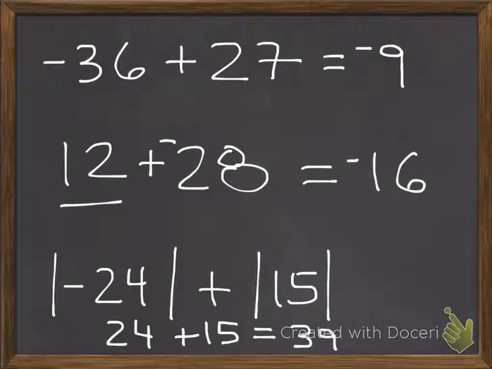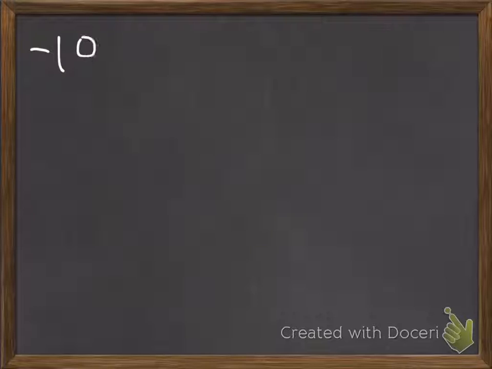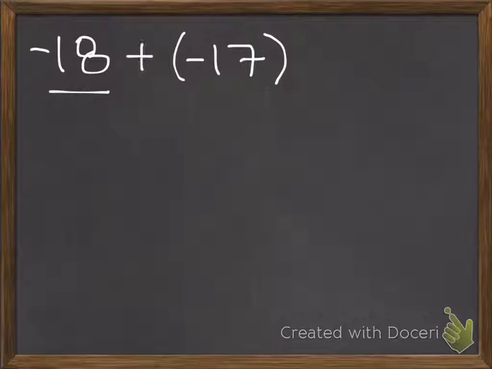Another example, negative 18 minus negative 17. This is going to use our only subtraction rule, which is save, change, change. So that makes it one negative, one positive. So we subtract, which gives us 1. And 18 is the higher absolute value, so it is going to be a negative 1.